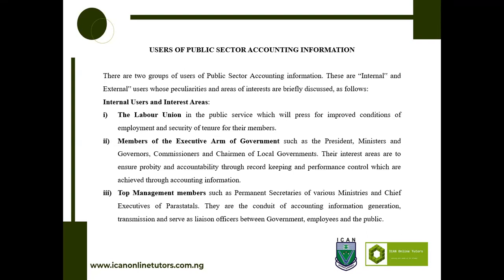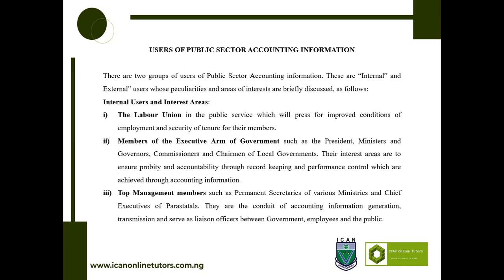Who is the president? This is the number one citizen that is entrusted with all the activities, either financial or non-financial, both security and welfare of the nation. So the president also serves as the chief accounting officer, giving a report of all the financial activities that have occurred during their tenure. We have the ministers, who work with the president. We have the governors and the commissioners who work with the governors. We have the chairmen of the local governments.